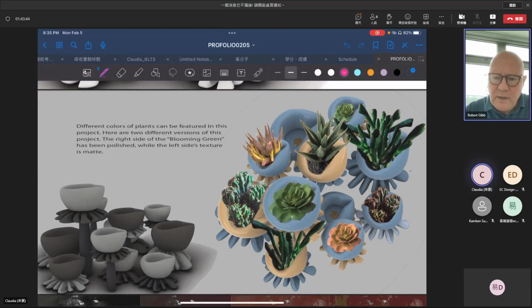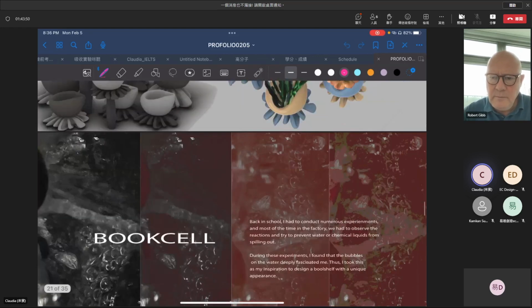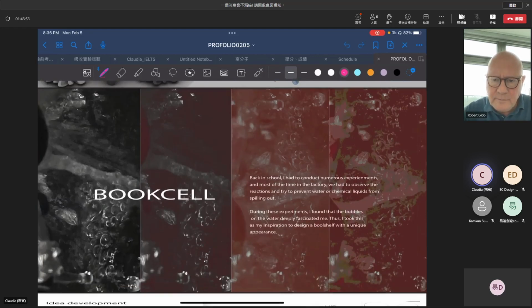Okay, so we have the audience. Okay, so book sale. This is project 4. So is book sale like a bookshelf? Yes. Okay. I think that's interesting.